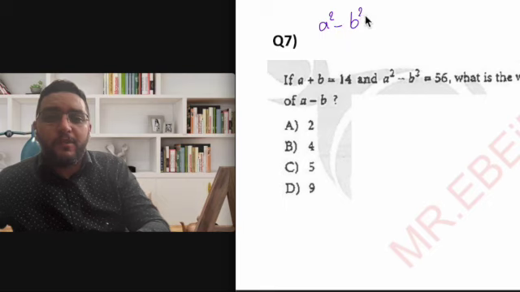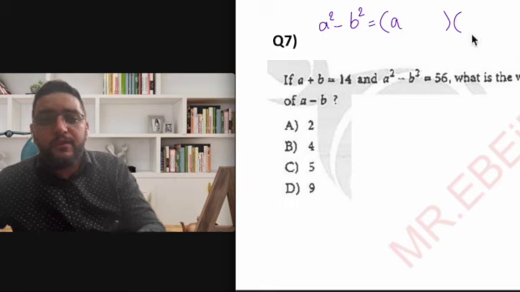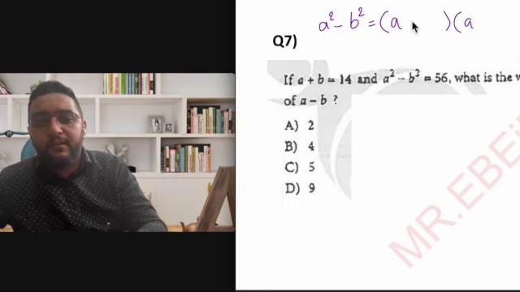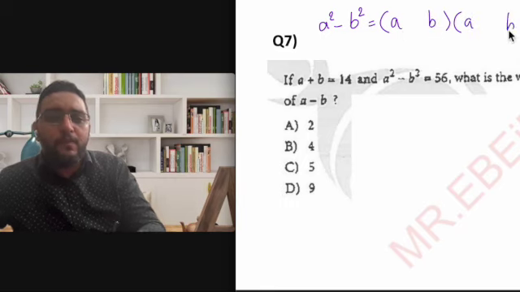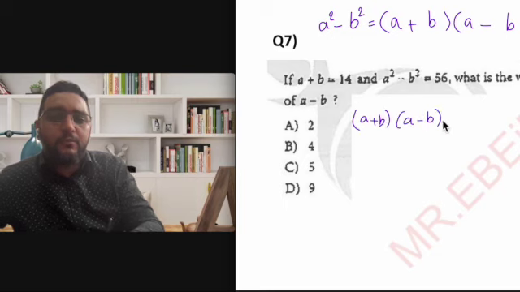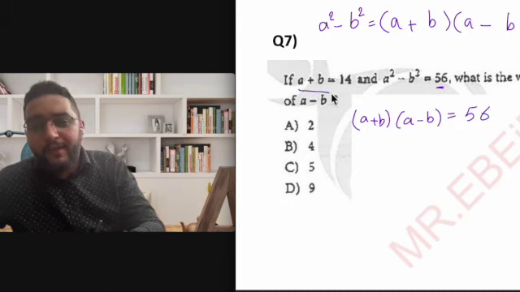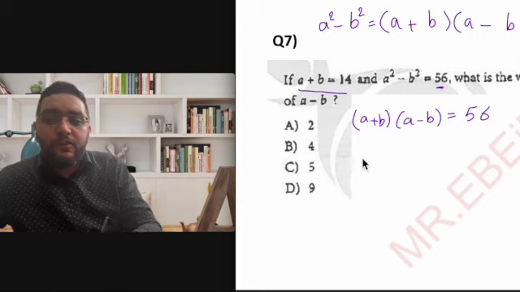If we have a squared minus b squared, we can factor it: take the square root of the first, a and a, and the same for the second, b and b. One of them is positive and the other one is negative. So we can rewrite a squared minus b squared as a plus b times a minus b. This equals 56. And we are also given that a plus b equals 14.